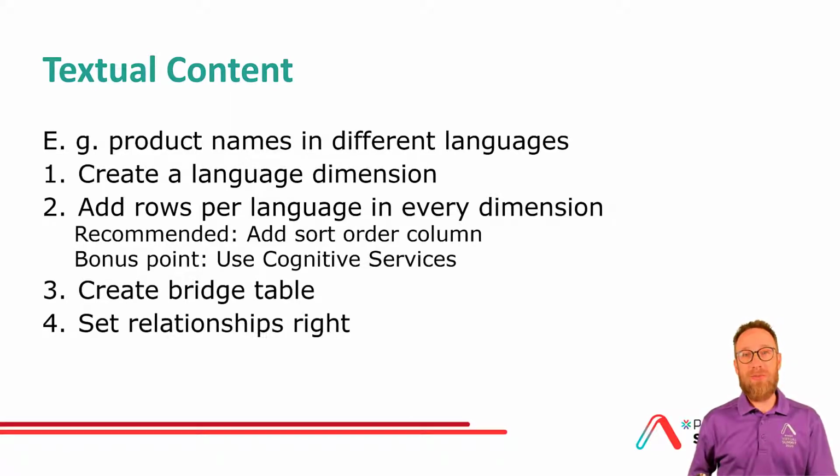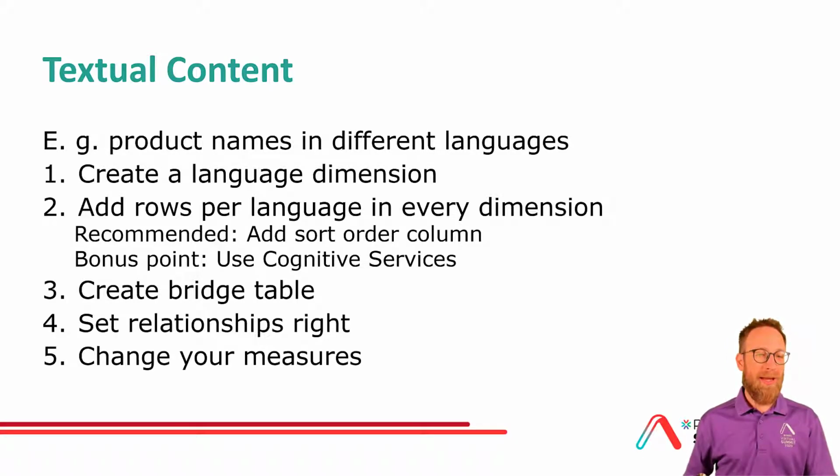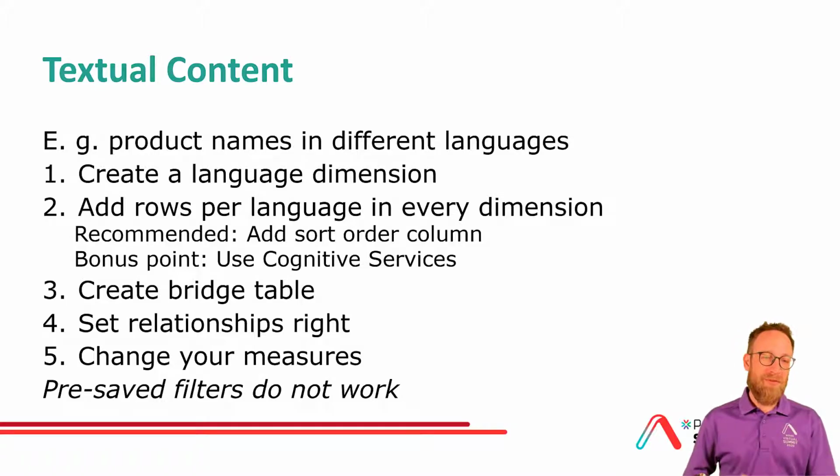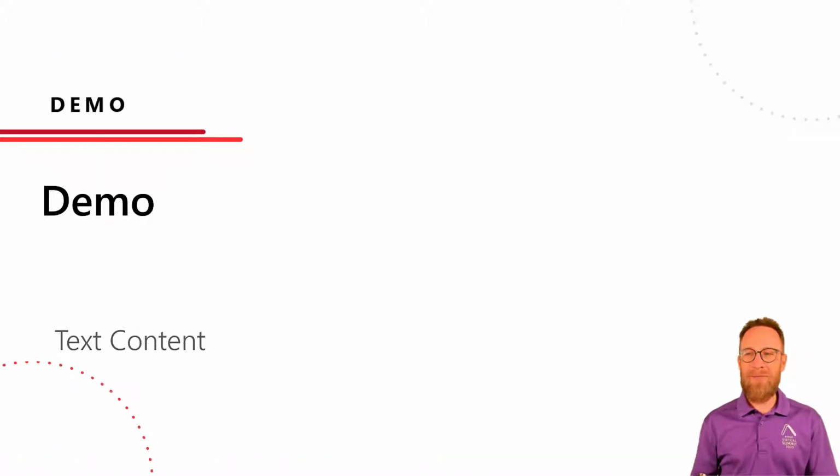Then we have to set the relationships right. I will walk you through why I chose the relationships like I use them. And this is also very important to do. Then you have to change your measures. So you have to have more complicated measures, because all the filtering on the language is not done in the model, but in the measures. At least this is what I came up with. Yeah, and pre-saved filters unfortunately do not really work. You have this side effect that after you change the language, you also have to change the already selected filters. Let's see this in our first demo.